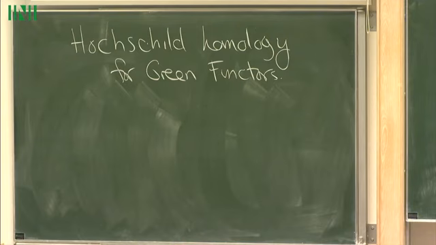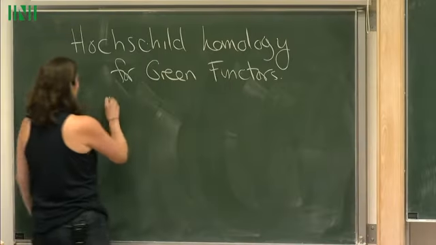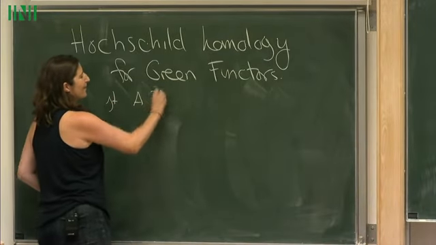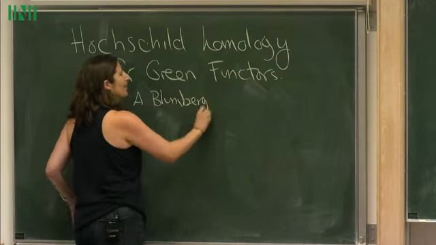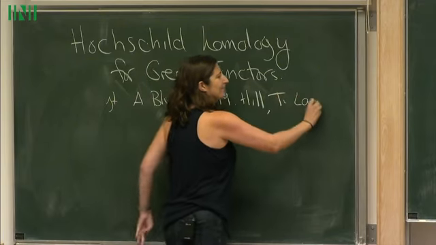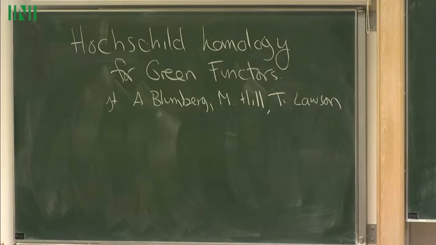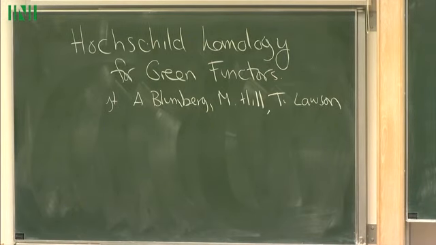So I'm going to talk about Hochschild homology for green functors, and the work that I'm going to talk about is joint with Andrew Blumberg, Mike Hill, and Tyler Lawson. So I want to start by just telling you what the goal of the talk is going to be, and then I'm going to back up and motivate why you would want to do the thing that I'm going to tell you that I'm going to do.